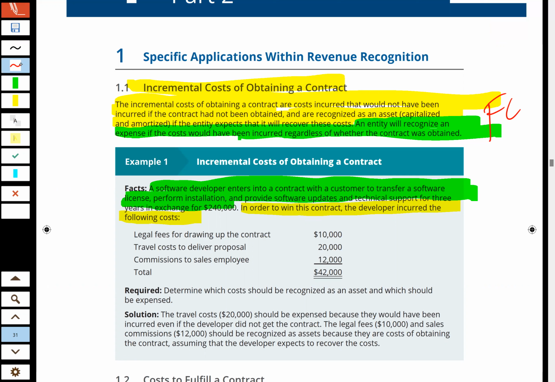Expense. Asset. Huh? Expense? Asset. Well, would you have to draw up a contract if you didn't win the contract? Would you have to draw up the contract if you didn't win it, if the person didn't agree to contract with you?